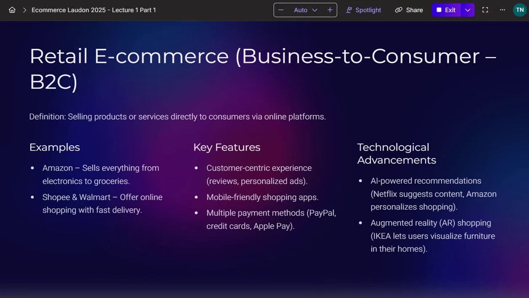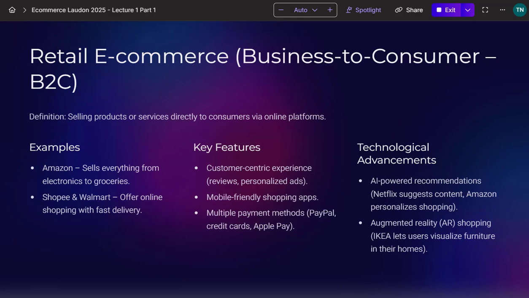Now we look at retail e-commerce, or business to consumer, B2C. The definition of B2C is selling products or services directly to consumers via online platforms. Some key examples include Amazon, which sells everything, a wide range of products, and Shopee and Walmart, which offer online shopping with faster deliveries.